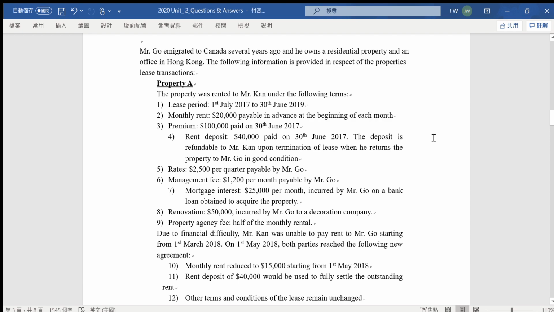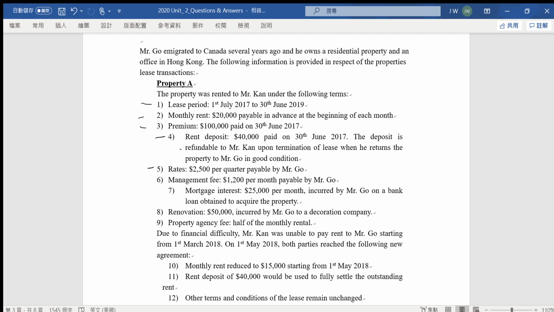Okay, by looking at that, there is a lease period, and then the monthly rent, and also the premium, and that is paid on 30 June 2017. And also there is a rent deposit, and this is refundable upon the termination of the lease, if the tenant can return the property to Mr. Goh in a good condition. That's why there is a refundable rent deposit. And then the rate is paid by the owner, Mr. Goh, at 2,500 per quarter. Okay, the management fee, basically that can be ignored, because it is not allowed to be deducted no matter whether it is paid by Mr. Goh or not.